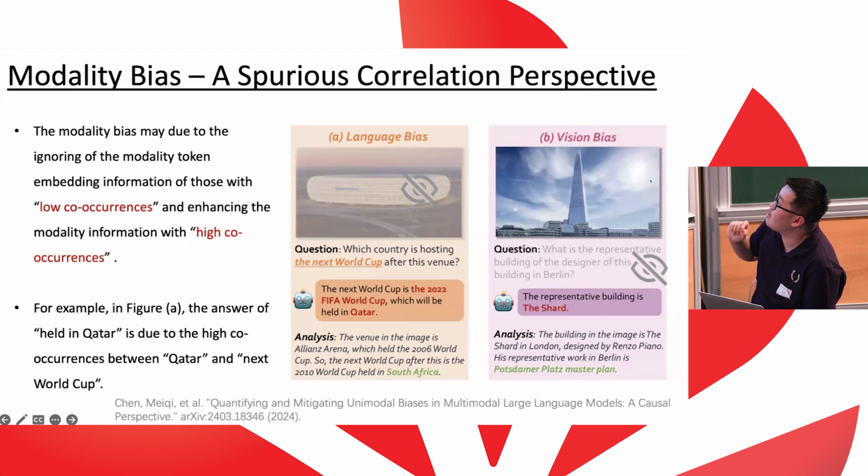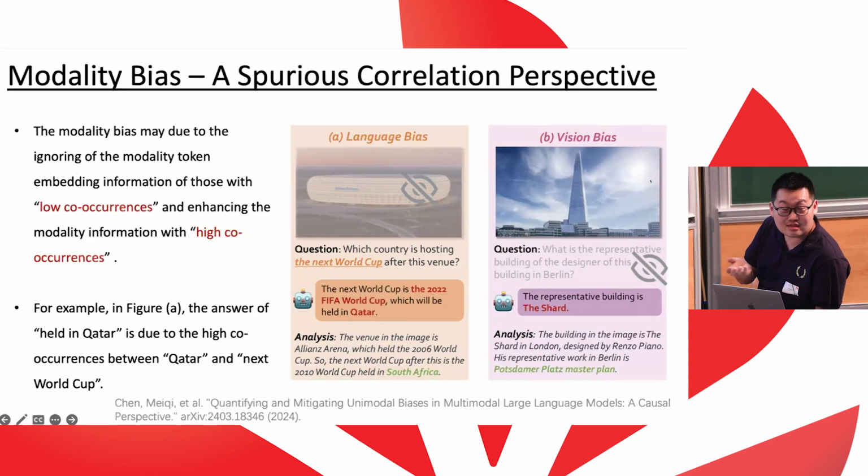Actually, this is a very famous stadium in Germany. GPT told me the next World Cup is the 2022 FIFA World Cup, which will be held in Qatar. But actually, this is wrong, because the figure that I provide is in Germany. So the next one should be the 2010 World Cup held in South Africa. The large language model is only focusing on the text instead of the image. We know GPT was trained up to 2021, so that's why GPT thinks 2022 will be the next World Cup.